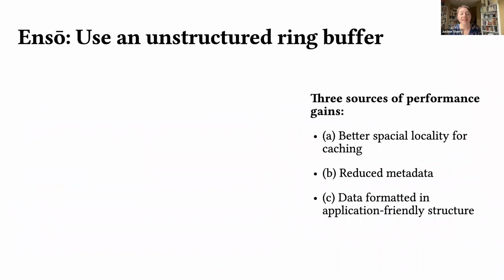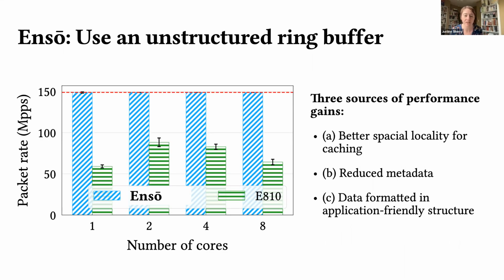But it turns out that this idea isn't just cleaner in terms of making the abstractions nicer for application developers. It also results in better spatial locality and hence better cache performance, reduced metadata transferred over PCIe, and thus better use of that interconnect, and it saves the application from wrangling data back into an application-friendly format, even though it may have already been TCP reassembled. Even when we're just transferring raw packet data, Ensō winds up enabling much higher packet I/O because of these factors.